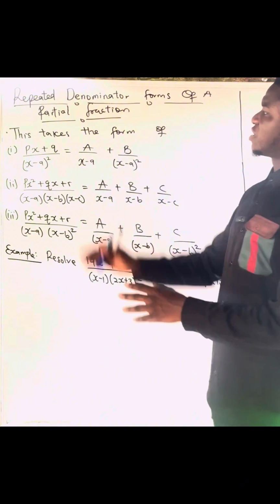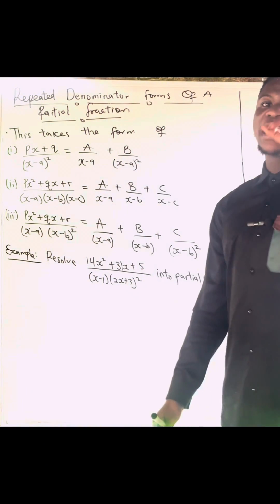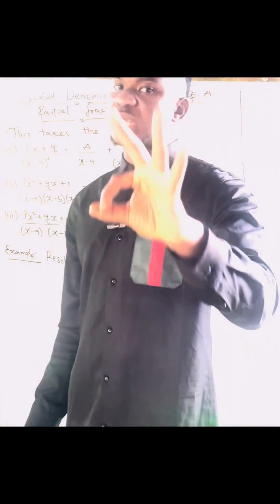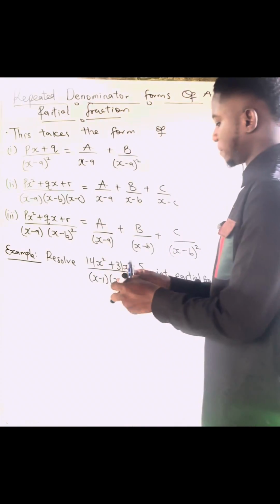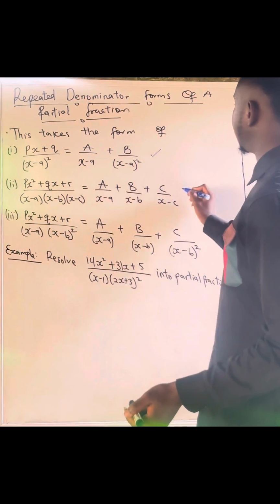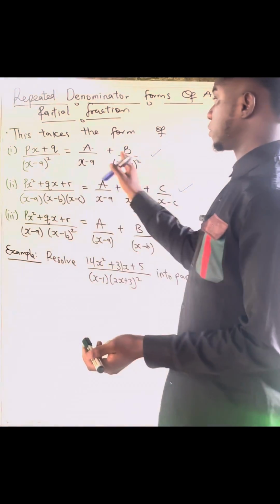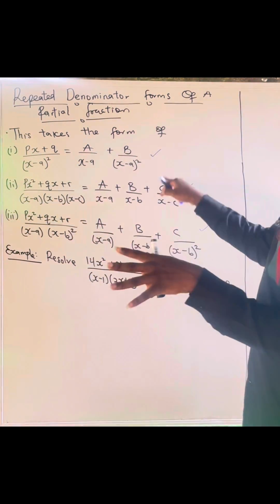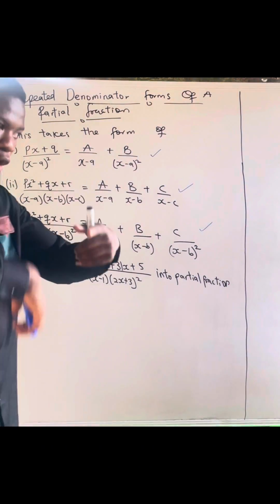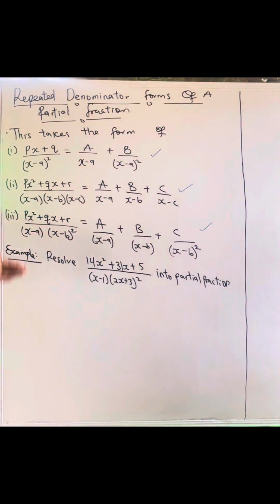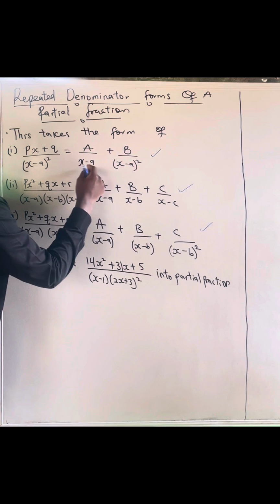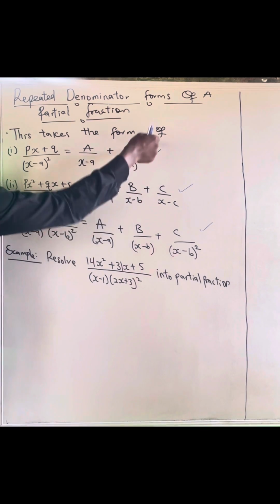This repeated denominator form of a partial fraction can be expressed in three different ways. This is the first way, this is the second way, this is the third way. You see that in each form, they are all repeated. What we mean by repeating is when something is occurring. In the first form, we have x minus a all squared, so you will write it as A over x minus a plus B over x minus a squared.